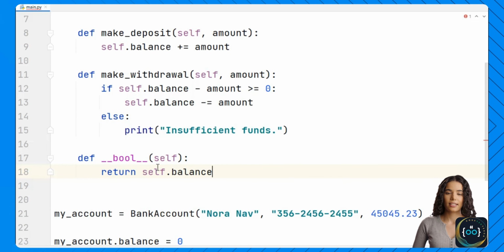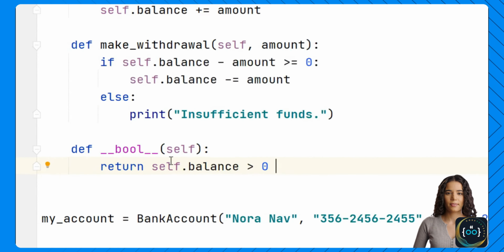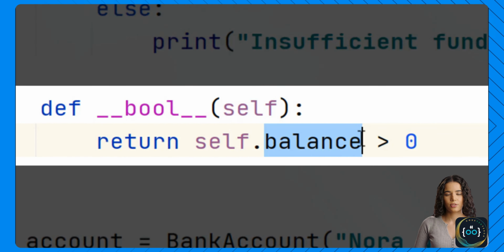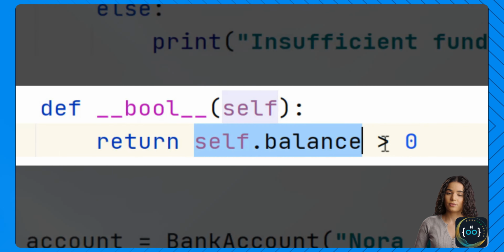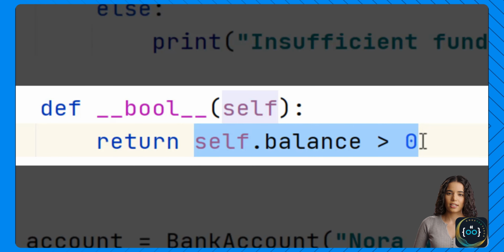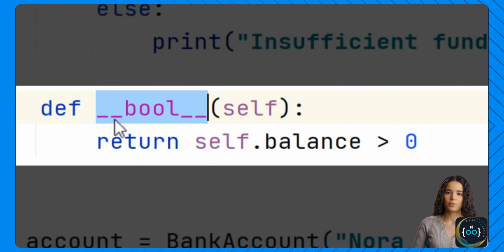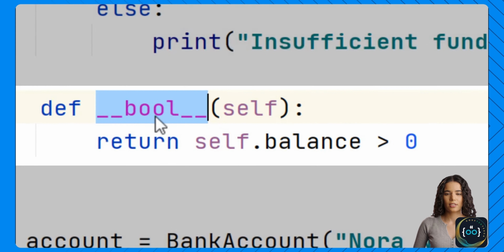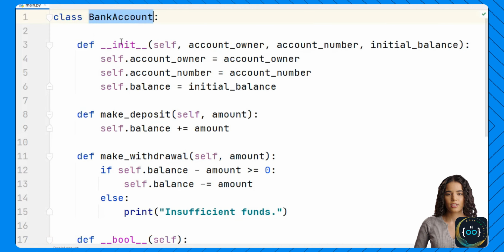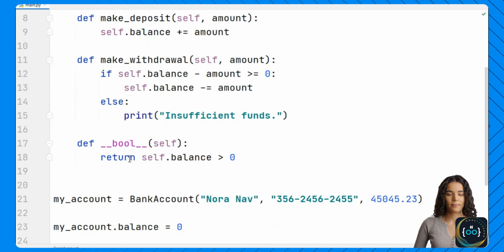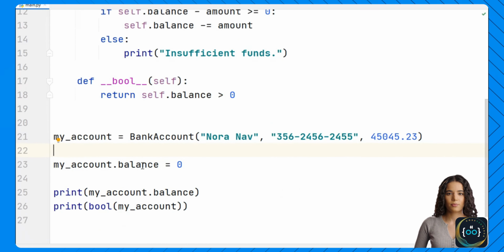How can we do that? We are just going to return the truth value that results from making this comparison. Self.balance, we take the current balance and we check if it's greater than 0. If it's greater than 0, then this will be true. If it's not greater than 0, then it will be false. And that will be the value returned by the bool method. So now our bank account class, our instances, will be either true or false. Awesome, so now let's test this.